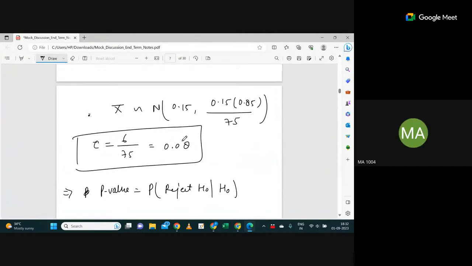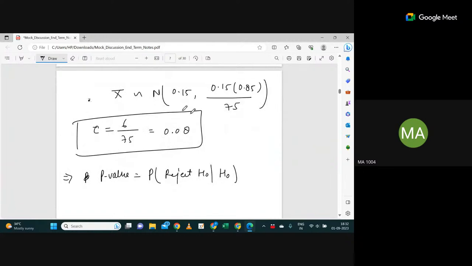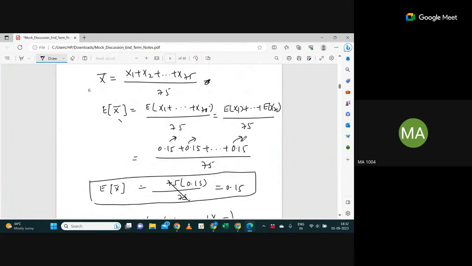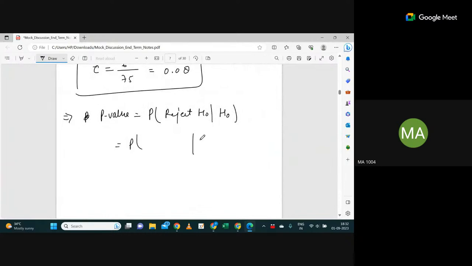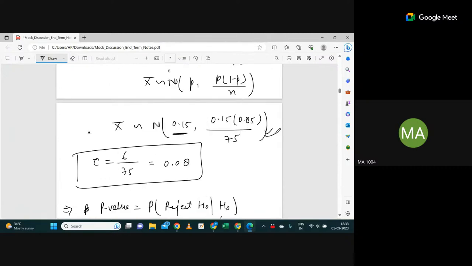So here it's a C. I think there one you can say it's a mistake. Not a mistake actually. I have directly written the value of p here, but it should be in general, because we are going to use the probability of rejecting H0 when H0 is true, and for H0, P equals 0.15. So just take care of it. In general, X bar should be normal, P comma P into 1 minus P divided by N. If I use under H0, P is equal to 0.15, it will be this one.